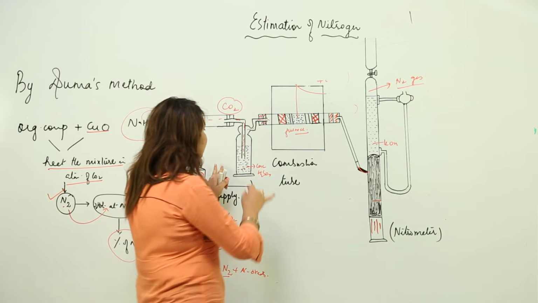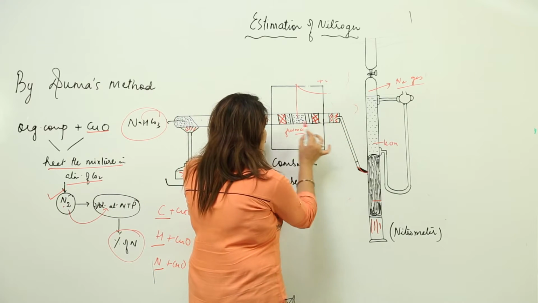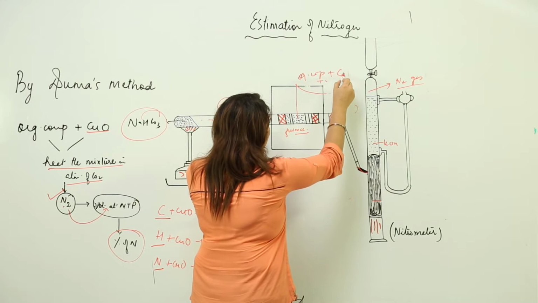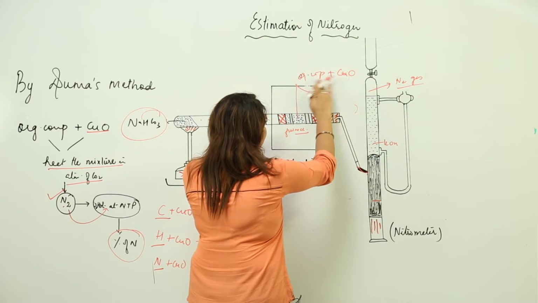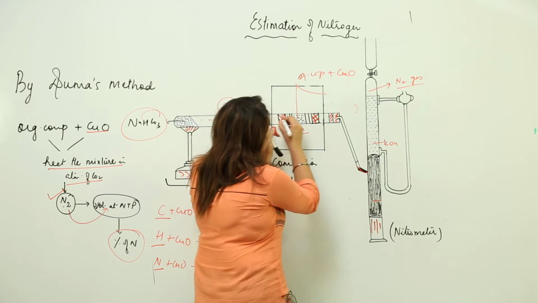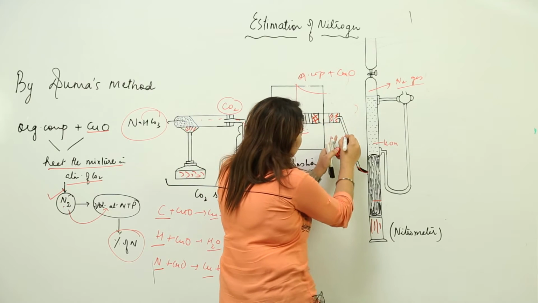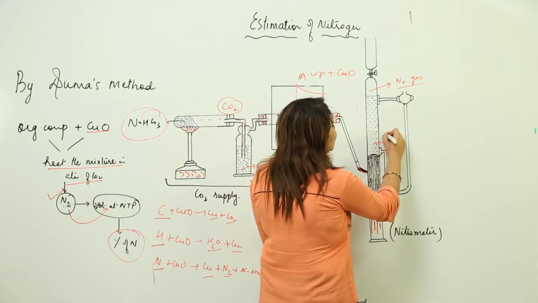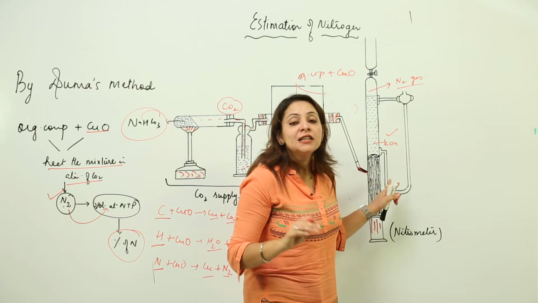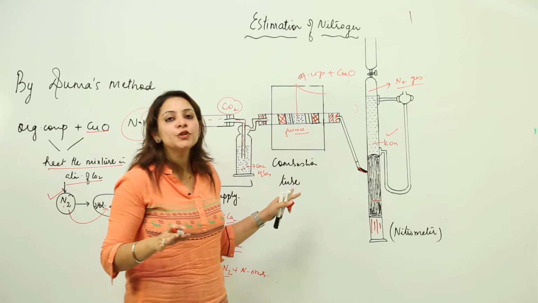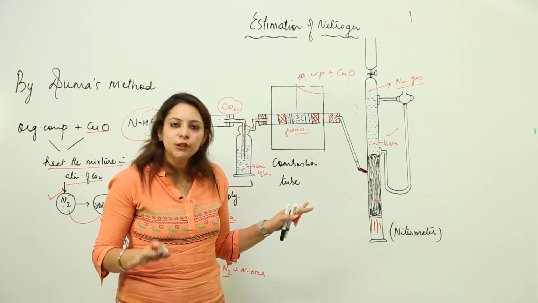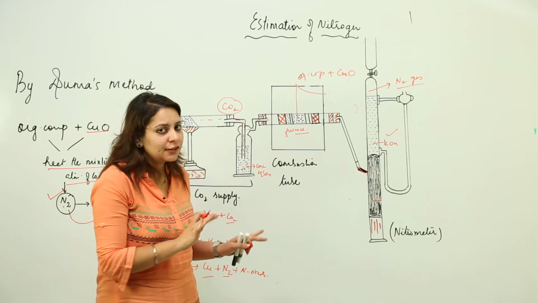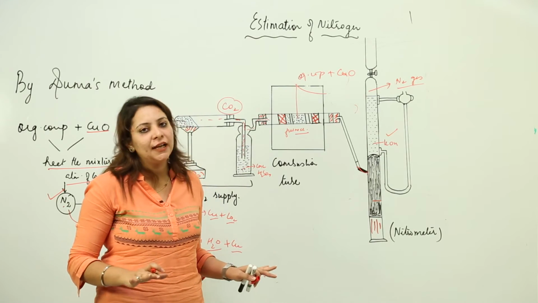Now this CO2 is passed into the combustion tube, which contains the organic compound mixed with copper oxide, right. When CO2 passes through this mixture and the wall of the nitrometer is opened, there is no bubble seen in the potassium hydroxide. This confirms that the only gas which reached the potassium hydroxide was CO2, right. This you have to confirm before starting the method. So it is confirmed there is no other gas other than carbon dioxide.